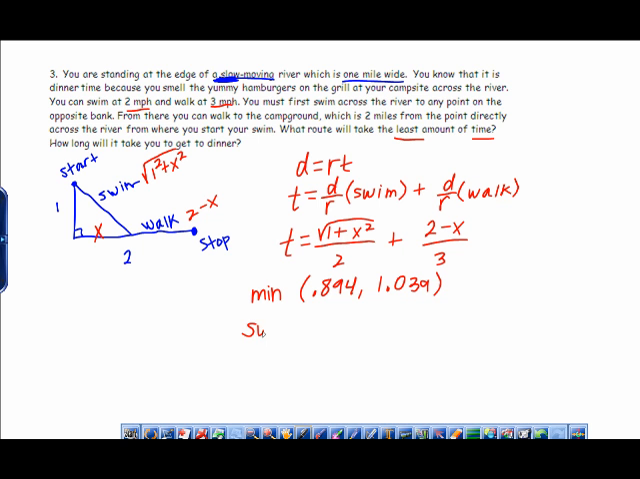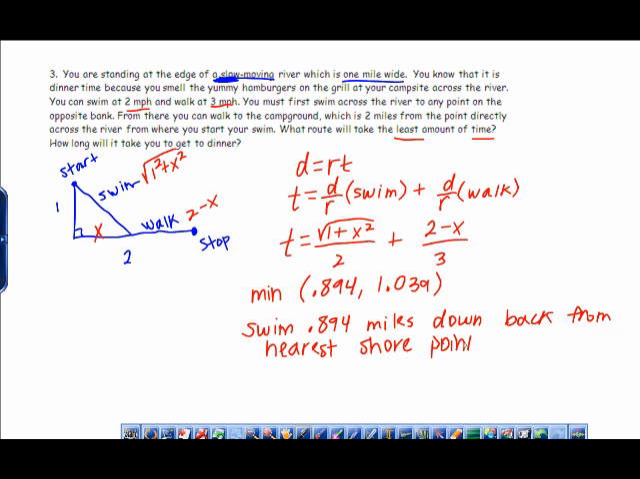All right, so we need to say that we're going to swim. Again, we kind of have the issue of how exactly to explain it. We're going to swim 0.894 miles down the bank from the nearest shore point. Okay, so here would be the nearest shore or bank point, and this x right here is this value.